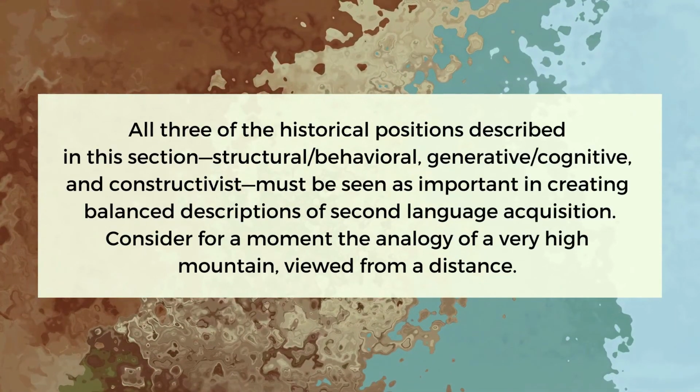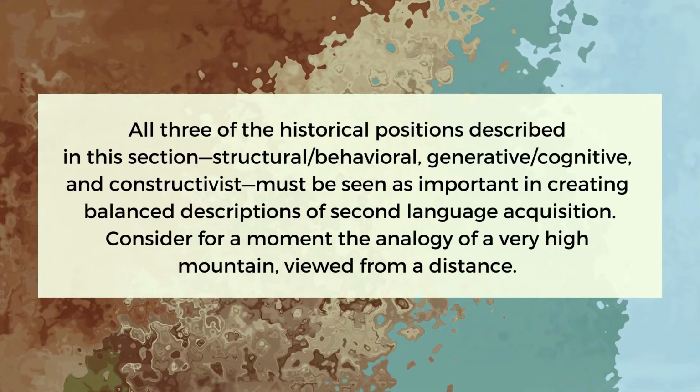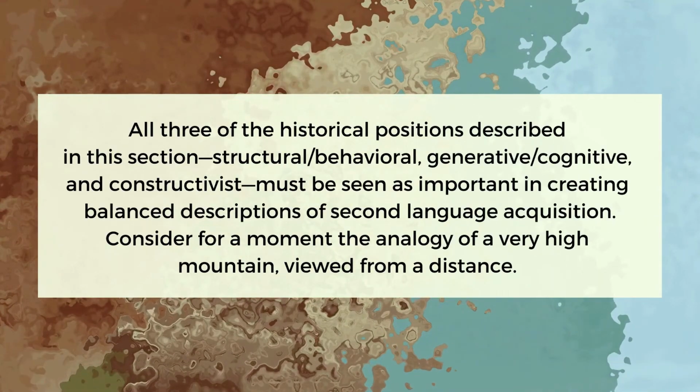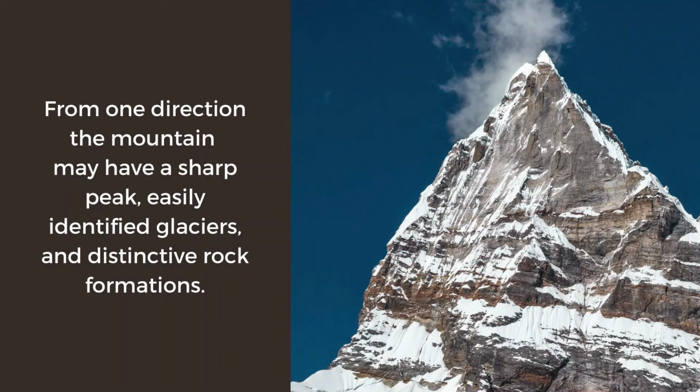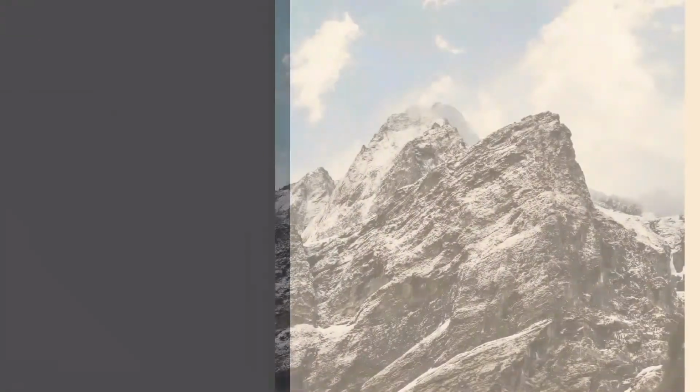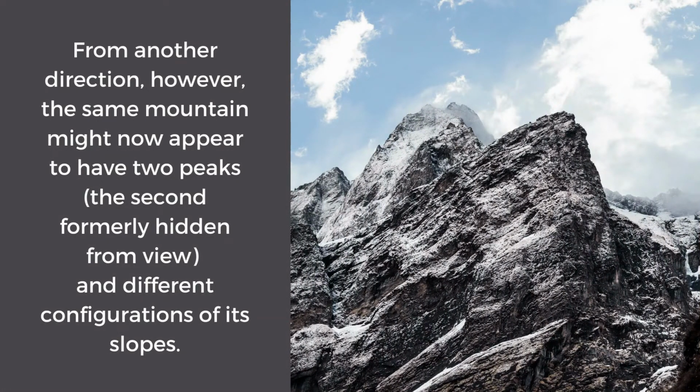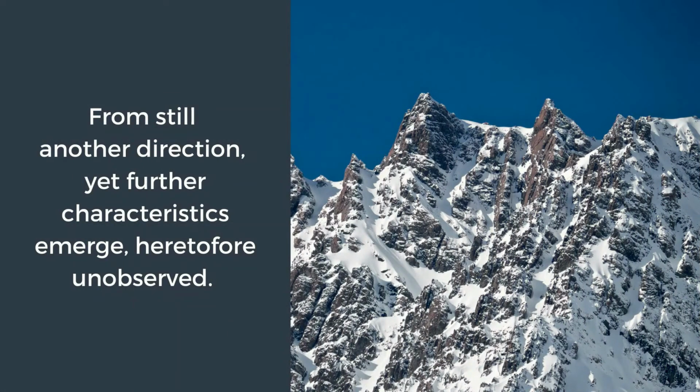Consider for a moment the analogy of a very high mountain viewed from a distance. From one direction, the mountain may have a sharp peak, easily identified glaciers, and distinctive rock formations. From another direction, however, the same mountain might now appear to have two peaks and different configurations of its slopes, the second peak being formerly hidden from view. From still another direction, yet further characteristics emerge, heretofore unobserved.